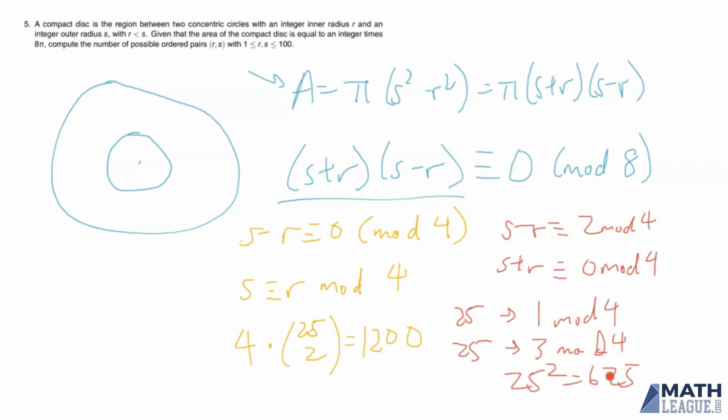And then, these being our 2 cases, to find the total number of ordered pairs rs that work, we add them together to get 1,200 plus 625, which is 1,825 ordered pairs.